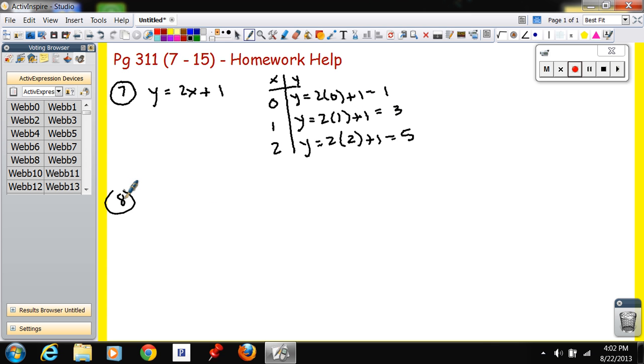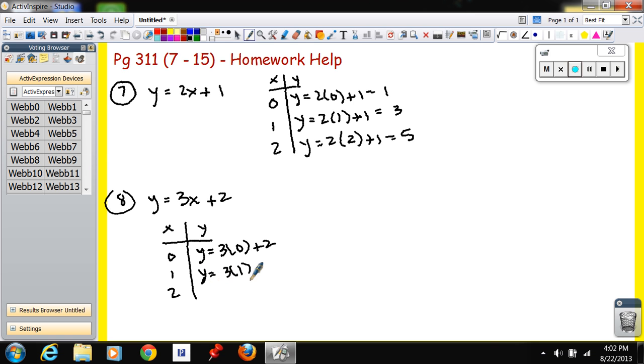Number 8. Y equals 3x plus 2. So again, we want our input-output chart. We can plug in the same numbers. You could actually put in a -1, 0, and +1 if you wanted to. 0, 1, and 2 just seem the easiest to me. So y equals 3 times 0 plus 2. Y equals 3 times 1 plus 2. Y equals 3 times 2 plus 2.